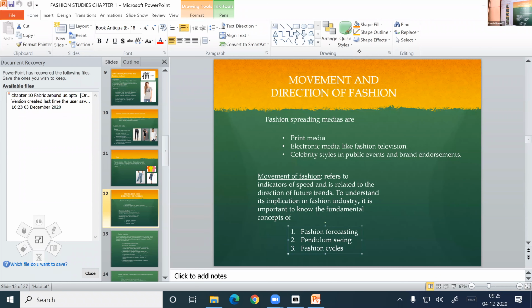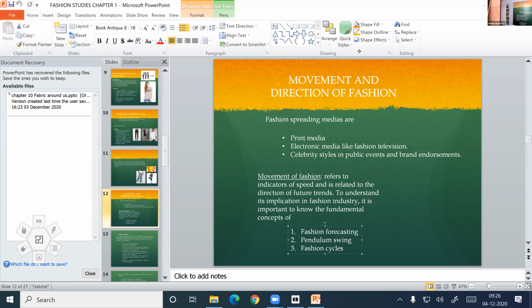So in the last class, I taught you the movement and direction of fashion, and I haven't completed the topics, right? Meghna, you were there in the last class. And Anna, can you hear me? Yes, ma'am. You also were there in the last class. So let's start. What is movement and direction of fashion?